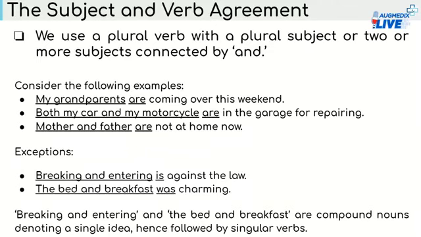So breaking and entering is actually not considered as a plural subject, or as two separate acts, but rather considered as one unit of action, a single course of action. It's considered a singular course of action, which is why this is more like a singular compound noun, of course, followed by a singular verb. Breaking and entering is against the law.